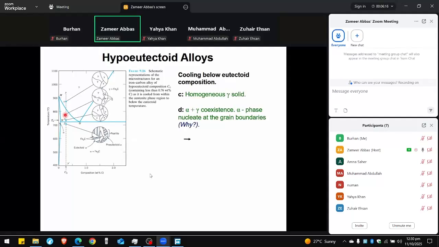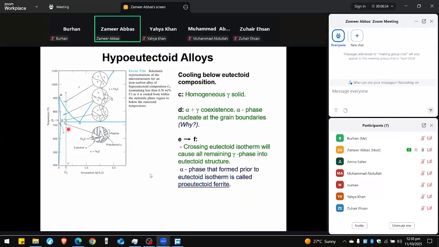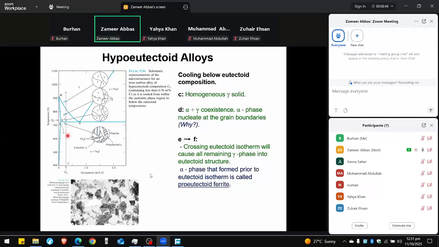ठीक है, जो कि आपका eutectoid transformation से पहले बना है. Then at this point, this eutectoid transformation happens. So this remaining gamma transforms into this pearlitic mixture or eutectoid mixture. ठीक है, ये जो आपको नोड्यूलर नजर आ रही है, this is pro-eutectoid alpha, यानी ये eutectoid transformation से पहले बना है. ठीक है, then there is a eutectoid transformation. Okay, this is what it looks like.